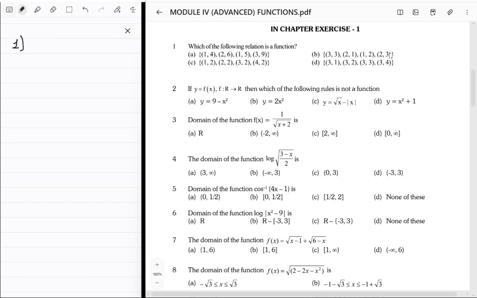3 to 3, anywhere. Okay, 2 to 1, 2 to 3, that's not a function. 1 to 2, 2 to 2, 3 to 2, 4 to 2. I guess it's a function because you got 1, 2, 3, 4, all of these are different. And what about this? Oh god, this is just bad. So C is the only function. Next question. If y equal to f of x, real to real, which of the following rules is not a function?